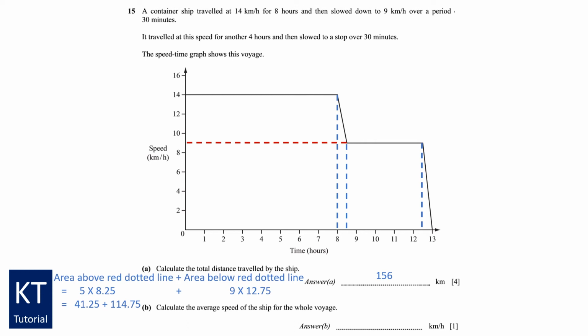Next, calculate the average speed of the ship for the whole voyage. The required average speed is total distance divided by total time.